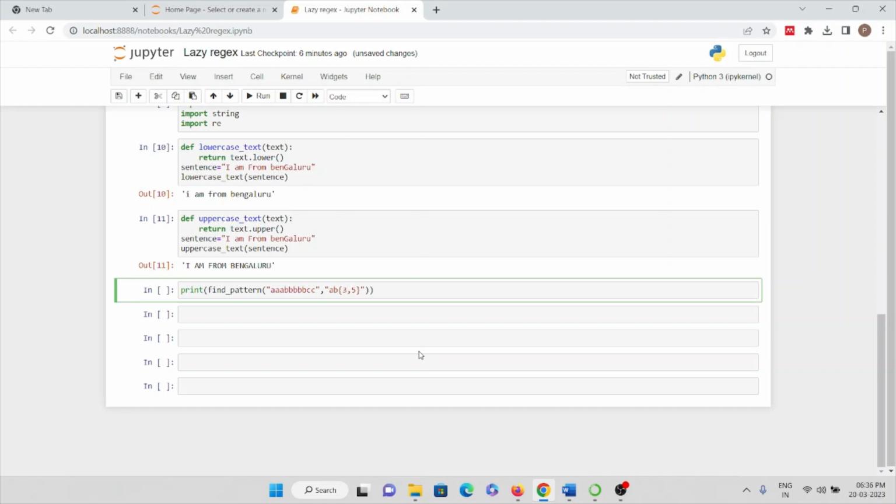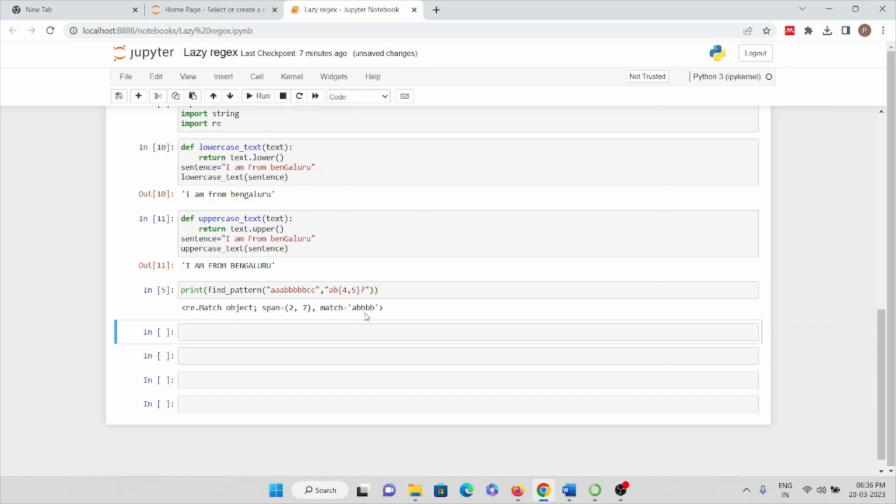And suppose you want the exact number: if I give 4, 5, and mention a question mark here, it will match A followed by B exactly 4 times. Now let's run this particular cell and see. Here you can see A followed by B exactly 4 number of times, because I have given the question mark.